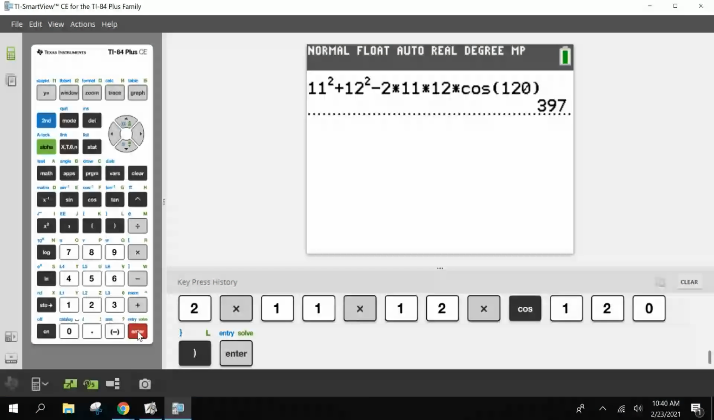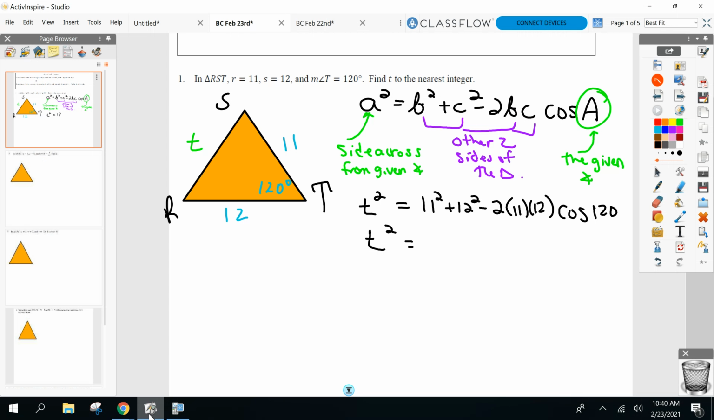That's not the side length yet, right? That's just what T squared is equal to. If you want to find out what T is equal to, we all know what to do on both sides to get rid of the squared: take the square root. And it does have rounding directions for this reason, because you're going to get a decimal answer. So nearest integer, whole number. And you get about 20 for T.